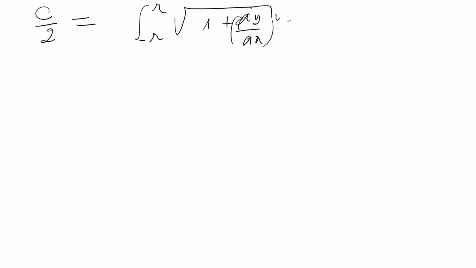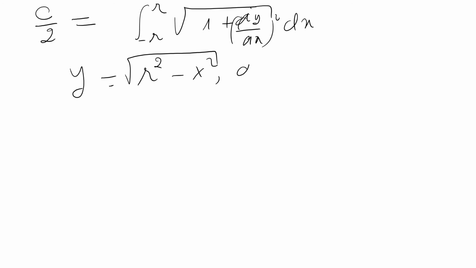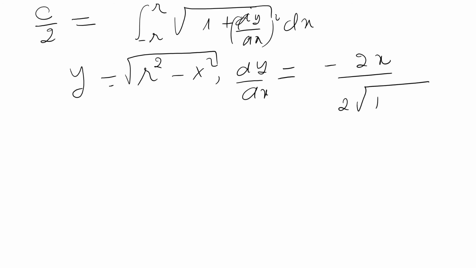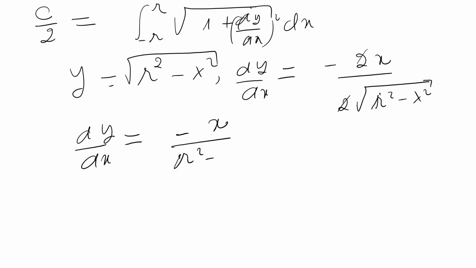As you all know, y is equal to the square root of r squared minus x squared. So I need dy over dx. dy over dx is equal to negative 2x over 2 times the square root of r squared minus x squared. I can simplify this and this. So dy over dx is equal to negative x over the square root of r squared minus x squared.